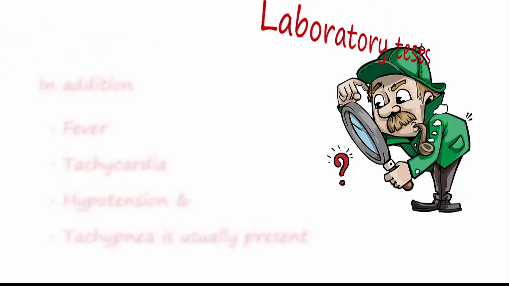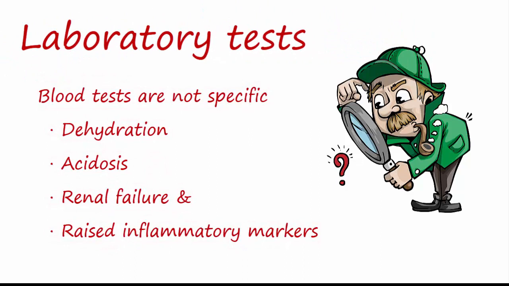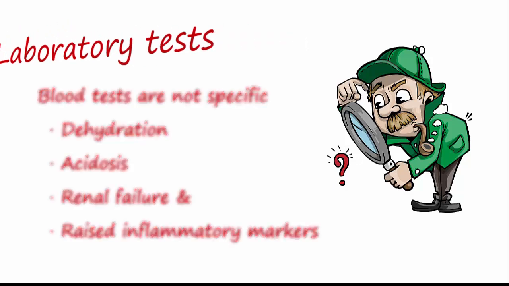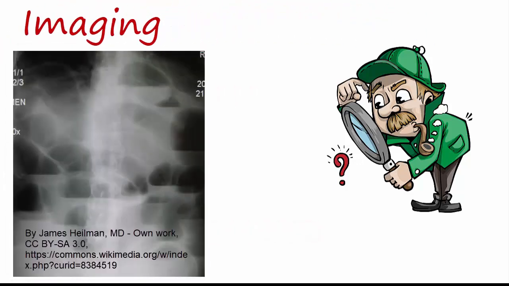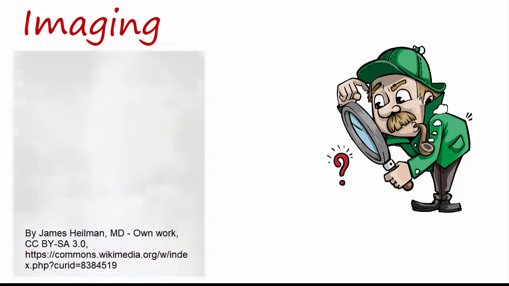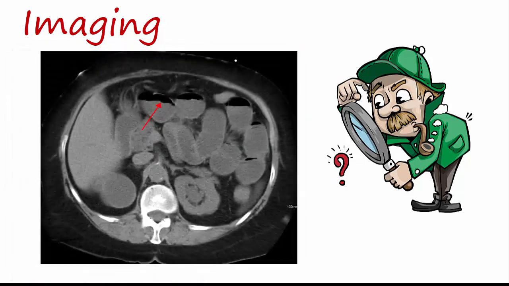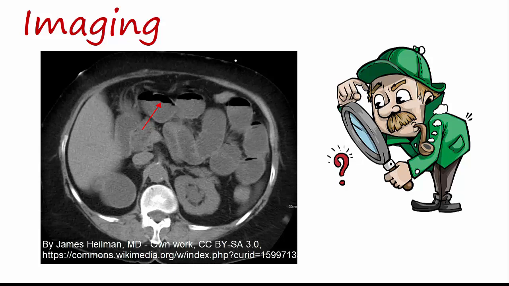Laboratory tests. Blood tests are not specific and cannot diagnose intestinal obstruction on their own. However, they may reveal dehydration, acidosis, renal failure, and raised inflammatory markers. Imaging. Although plain abdominal x-rays, both in erect and supine position, are often acquired as first line of investigation, CT scan abdomen is the investigation of choice in case of suspected intestinal obstruction.